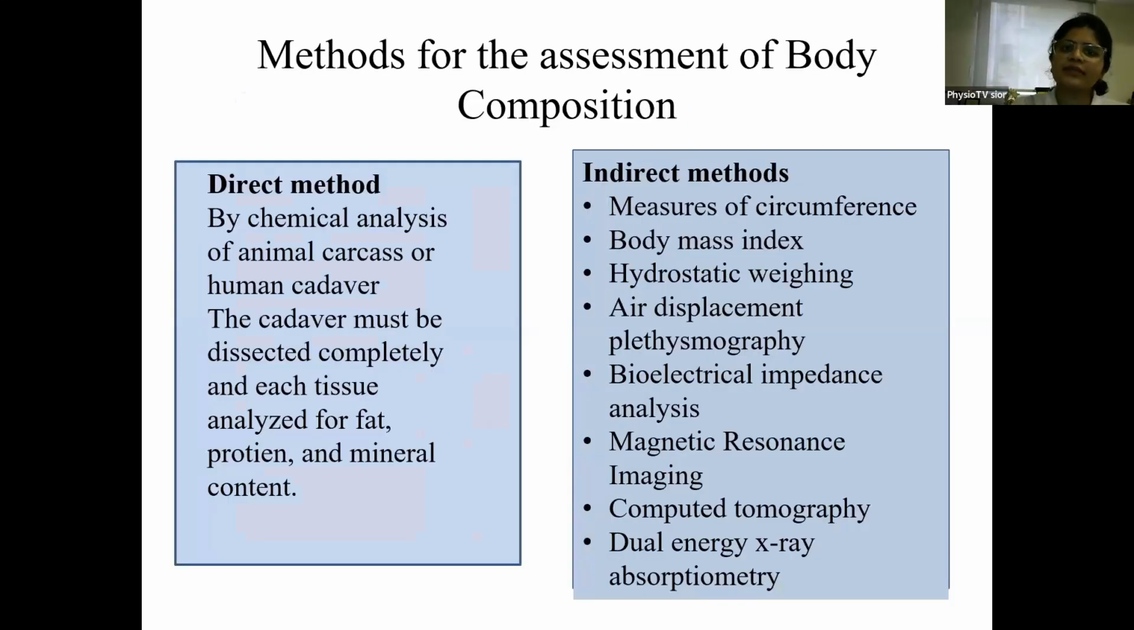So methods for the assessment of body composition, there are direct methods and indirect methods. The direct method is by chemical analysis of animal carcass or human cadaver. The cadaver must be dissected completely and each tissue would be analyzed for fat, protein and mineral content. While the indirect methods would be measures of circumference, body mass index, hydrostatic weighing, air displacement plethysmography, bioelectrical impedance analysis, magnetic resonance imaging, computed tomography, and DEXA scan.